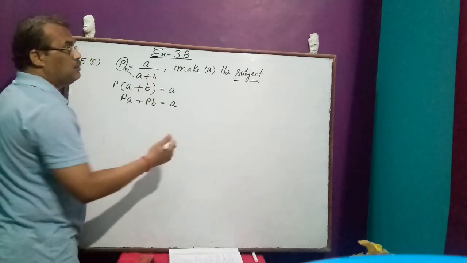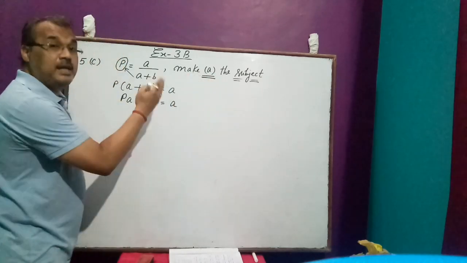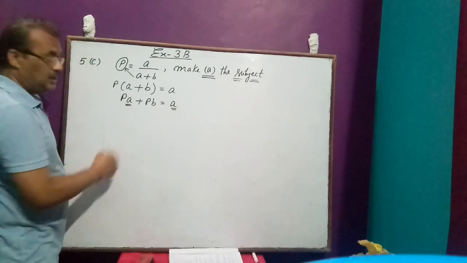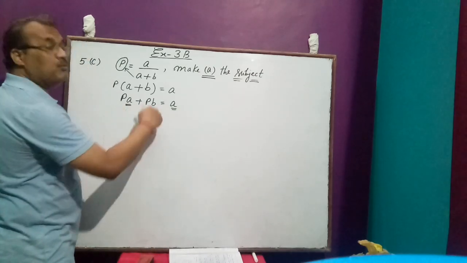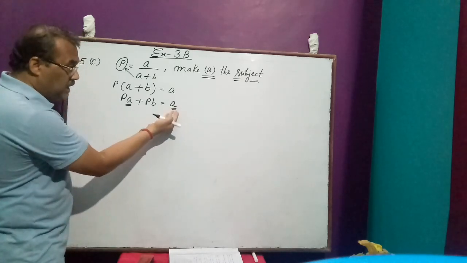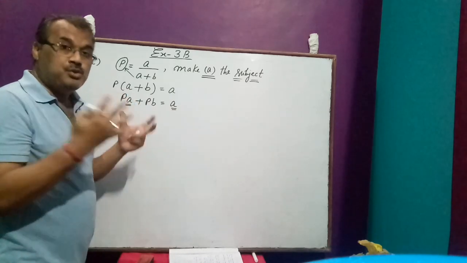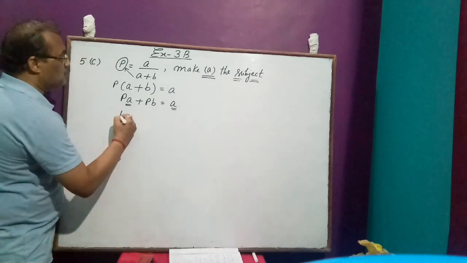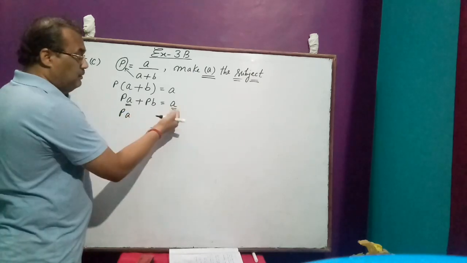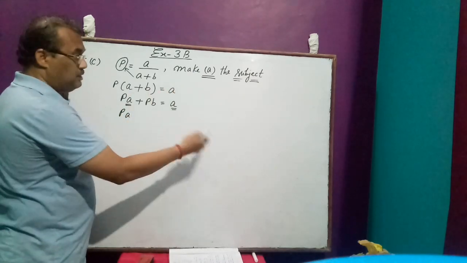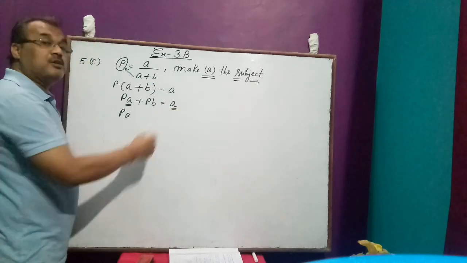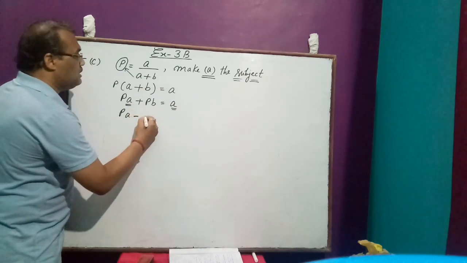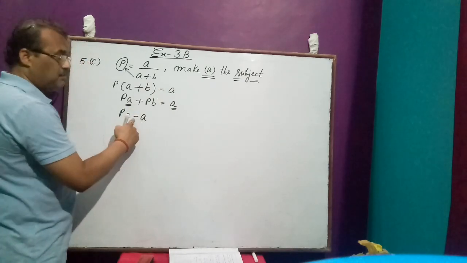Now what is our question? Our question is you have to make A the subject. Now we see we have two A's. One A is present on the left side and one on the right side. So this A and this A should be together, at one side only. So this A we will shift to this side. PA, and you know that when we transpose a term, the sign of the term gets changed. So this A becomes minus A, since it is positive here.